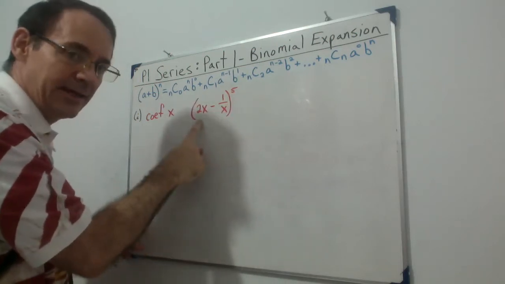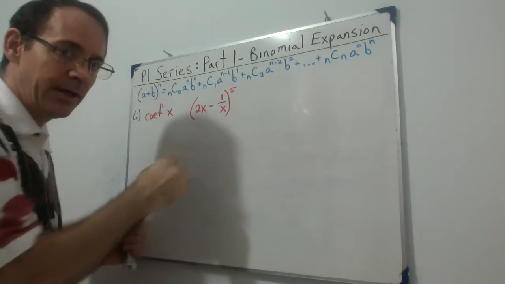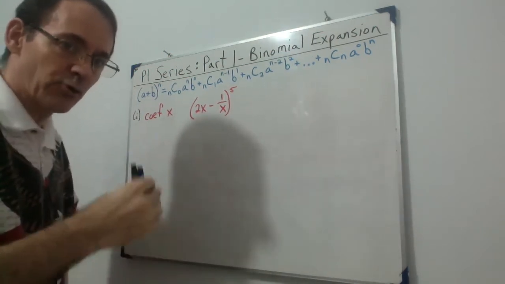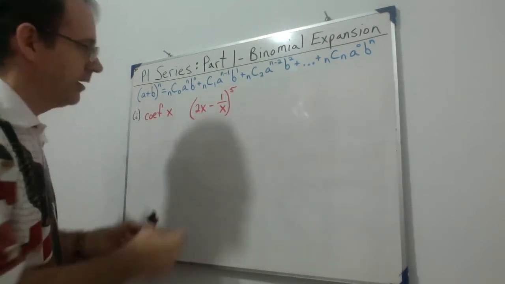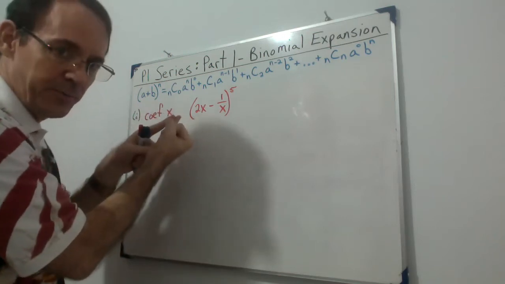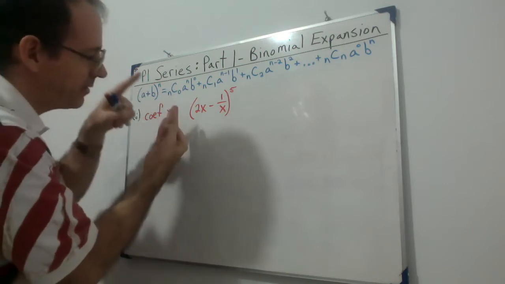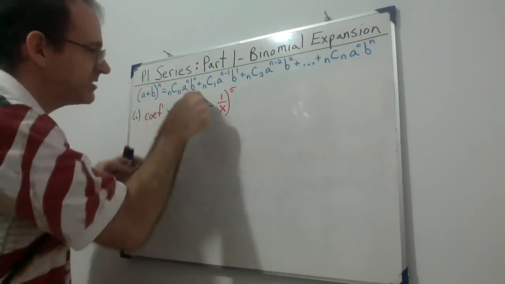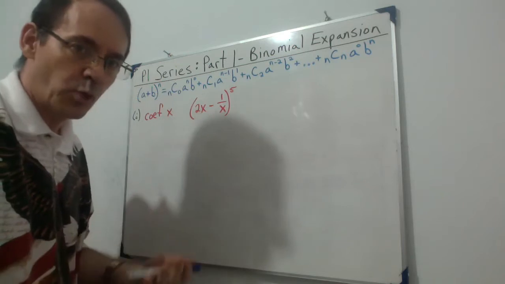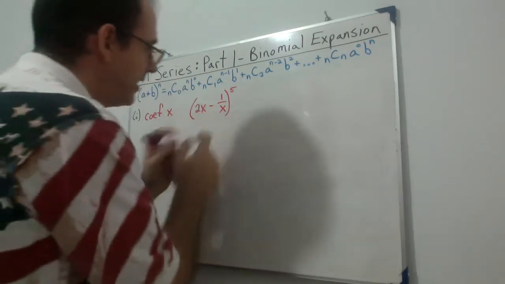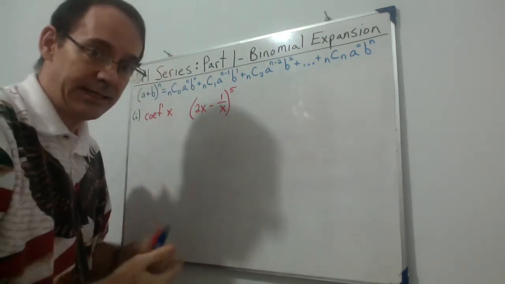A is the 2x. Remember, your A and your B represent a term. So the sign is an understood positive. The coefficient is a 2. The variable is x. And the exponent on the variable is 1. Over here, this is B.